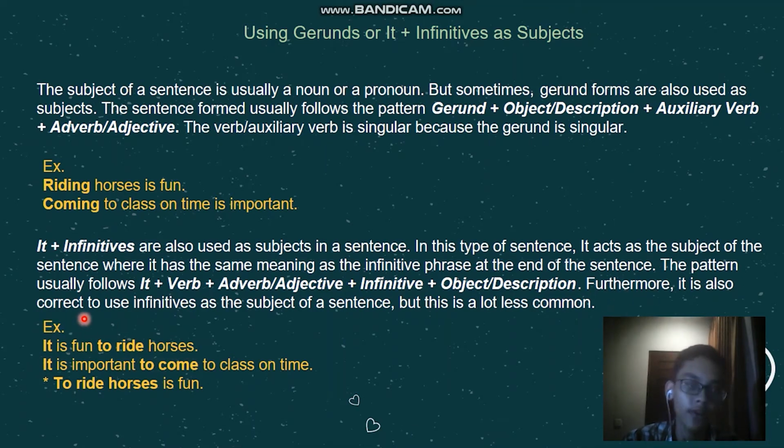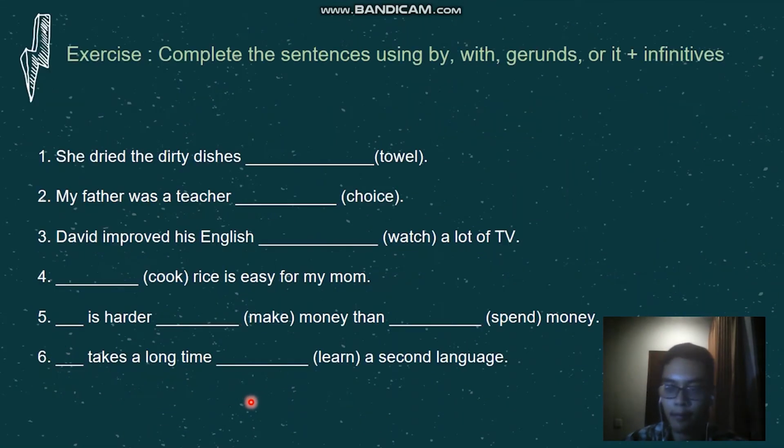Furthermore, it is also correct to use infinitives as the subject of a sentence, but this is a lot less common. For example, to ride horses is fun, where the subject is an infinitive, but this is not common.